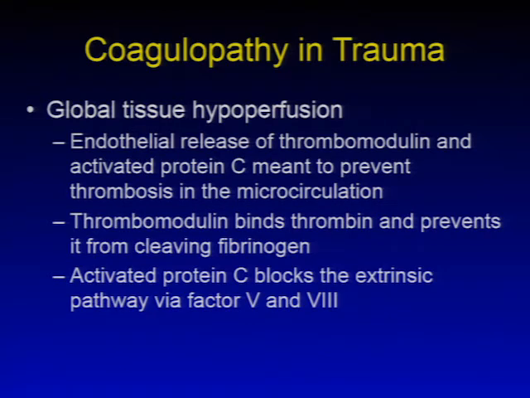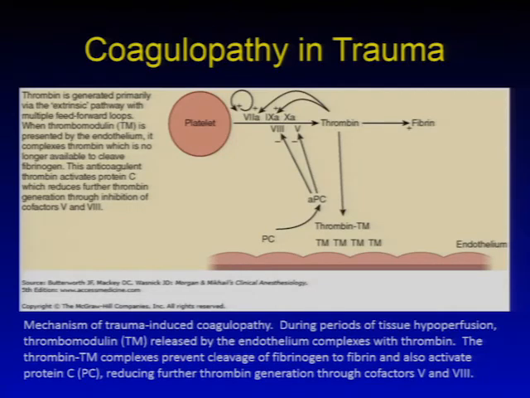There is endothelial release of thrombomodulin and activated protein C in these situations, meant to prevent thrombosis in the microcirculation. That thrombomodulin will bind thrombin and prevent it from cleaving fibrinogen. Activated protein C blocks the extrinsic pathway via effects on factors 5 and 8. And the schematic goes over that and gives a little graphic representation of the role of thrombin in coagulopathy and trauma.